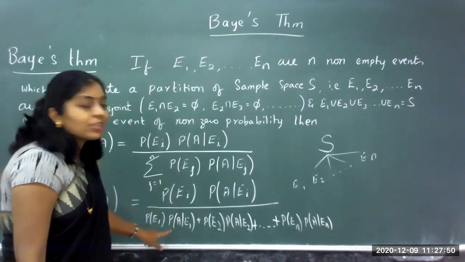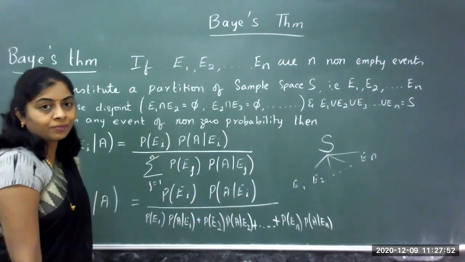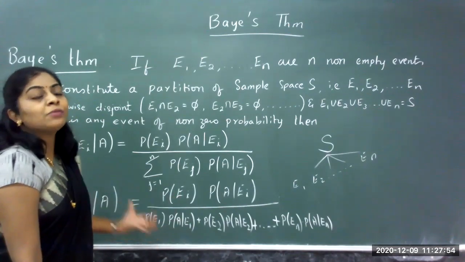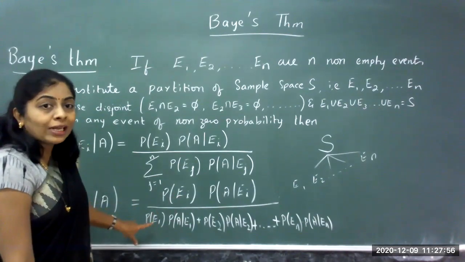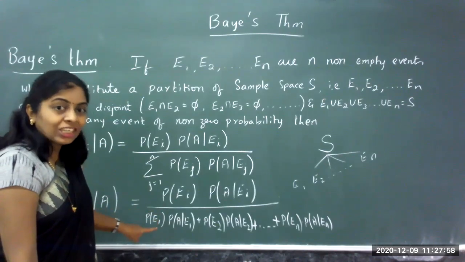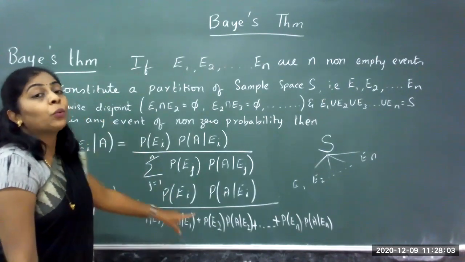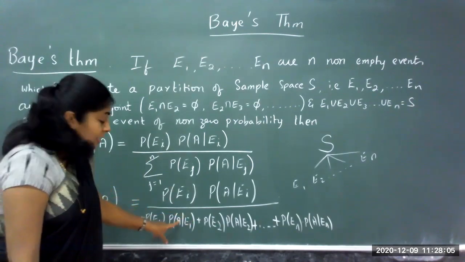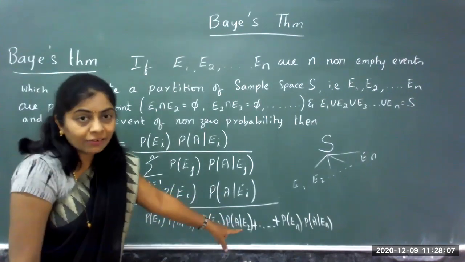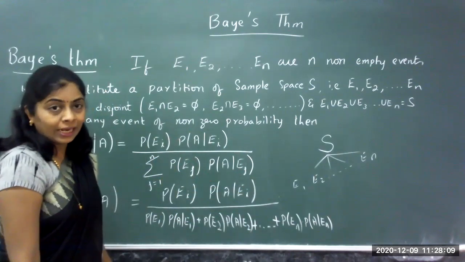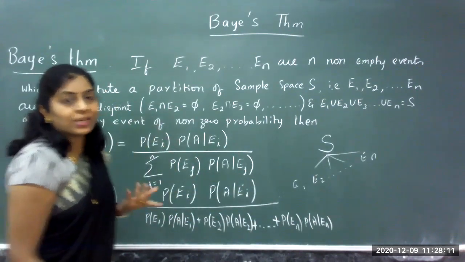This summation is the sum of the terms. You can consider the probability of each event into conditional probability of event A when that event occurs: first event E1, then second event E2, and so on up to En. So this is the formula of Bayes' theorem.